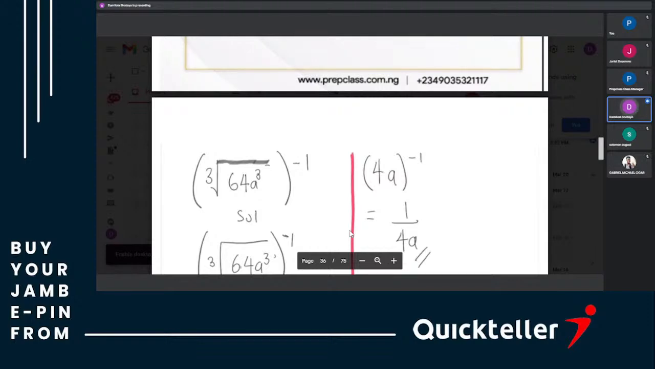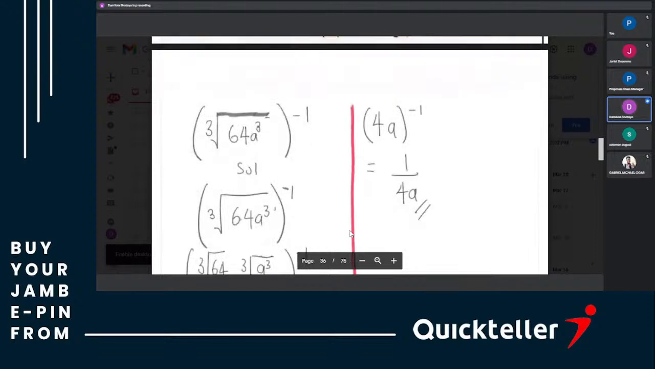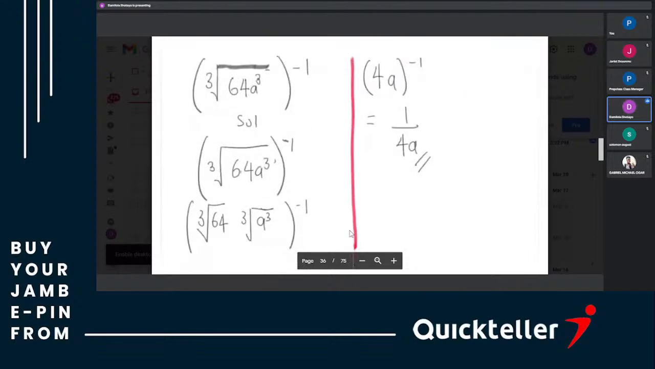Now, whenever you see a power and a root meeting, you can see there is root 3 and there's raised to power 3 in that question. Whenever they meet, they will actually cut each other out. So what I did was the third root of 64A raised to power 3, bracket minus 1. I separated it. That will become the third root of 64, then the third root of A raised to power 3. That means I will solve them separately.